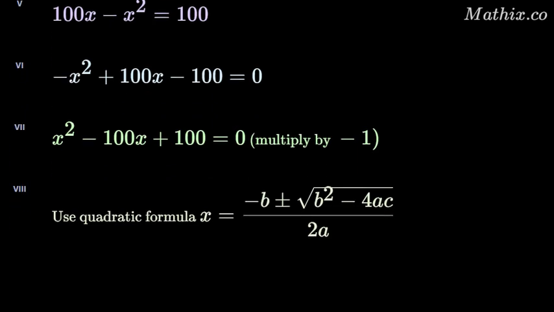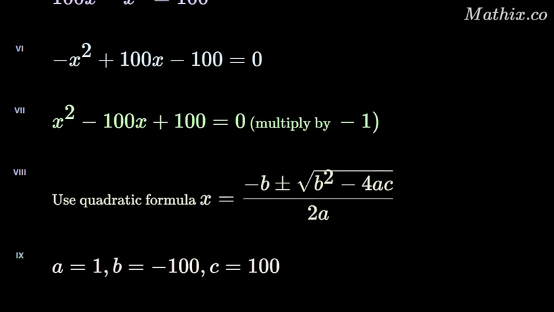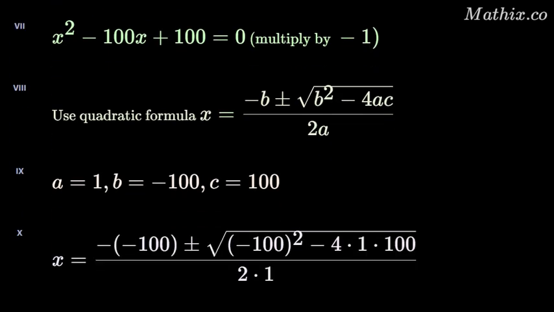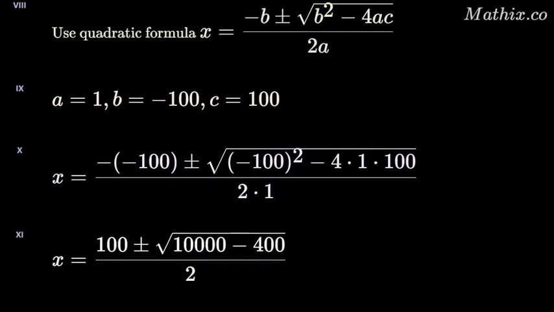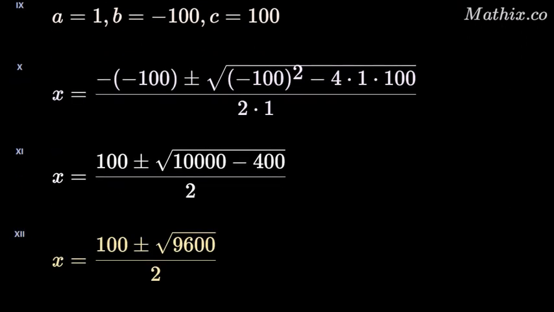We identify the coefficients a equals 1, b equals -100, and c equals 100. We substitute these values into the quadratic formula expression. We simplify inside the square root by calculating b squared minus 4 times a times c. We rewrite the expression for x as 100 plus or minus the square root of 9,600, all divided by 2.